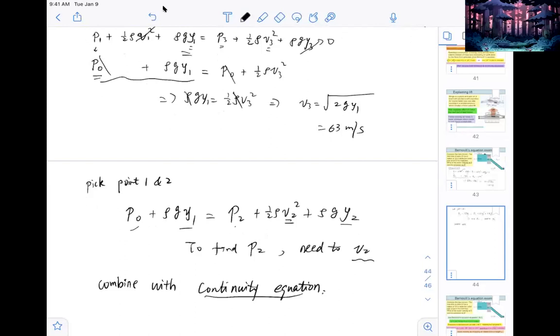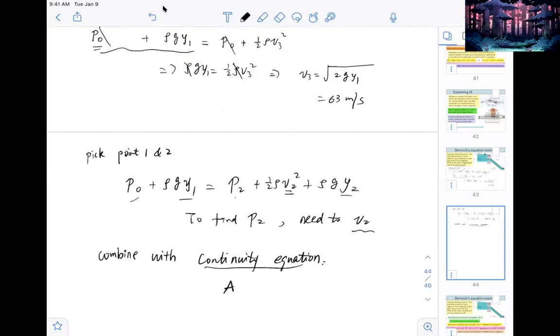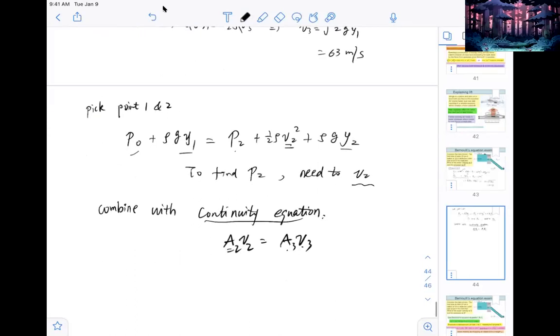So the continuity equation tells us the area and speed at one place equals the area and speed at another place. So I'm going to look at area and speed at point 2 versus area and speed at point 3. I know exactly how wide and how narrow 2 and 3 are, and I can find velocity at 2. So velocity at 2 is A3 over A2 times velocity at 3.